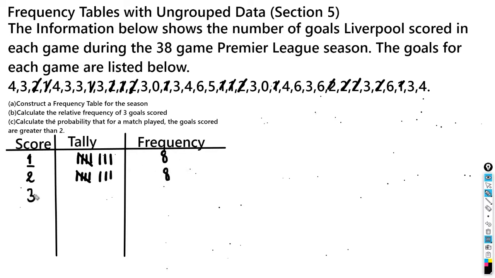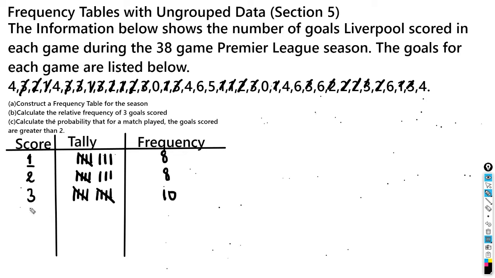Then for number 3 now, we're going to start crossing them out: 1, 2, 3, 4, 5, 6, 7, 8, 9, 10. Okay, so this one is 10. So this one is 10.